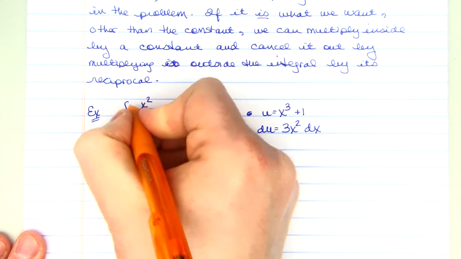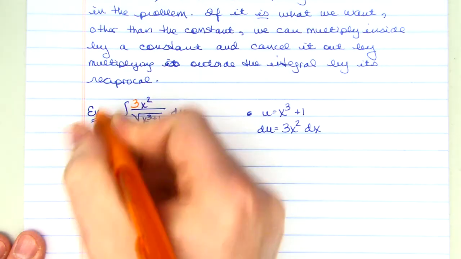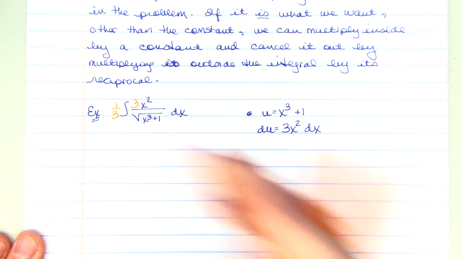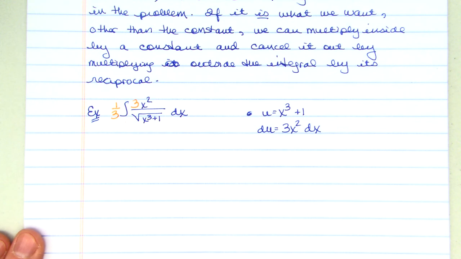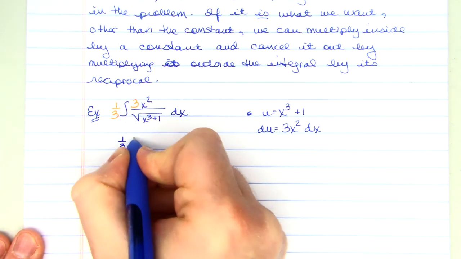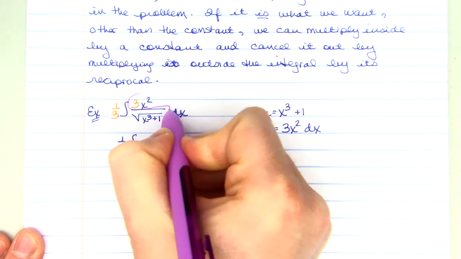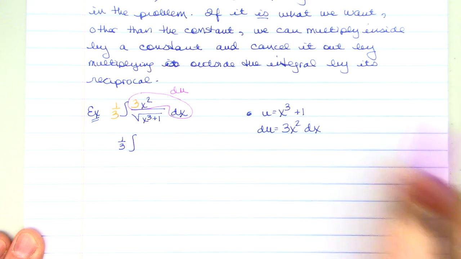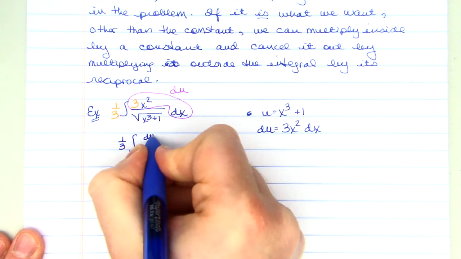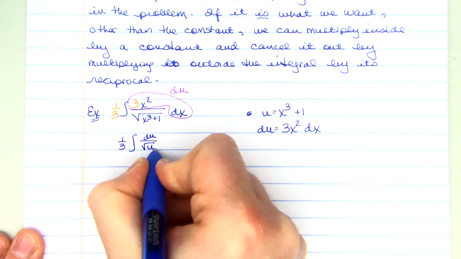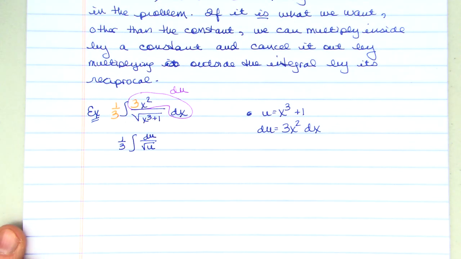I can make this problem work by sticking a 3 inside my integral if I cancel it out with a 1/3 outside my integral. This is going to give me 1/3 times the integral of, this whole thing is a du, du over the square root of u. How about you see if you can finish that? Go rewrite that so it's a u with a negative exponent, integrate, and replace the u with x cubed plus 1.